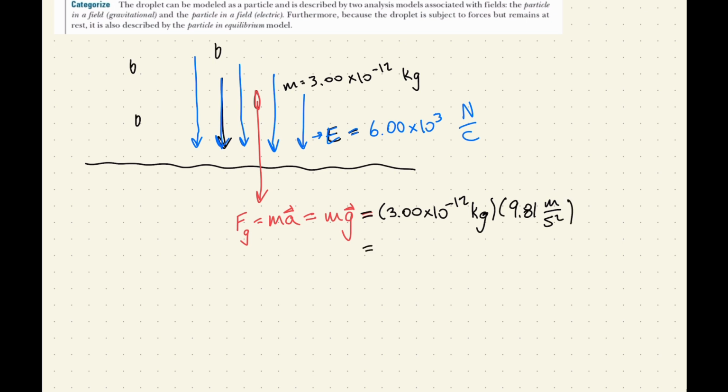So we can calculate that right away. I feel like it'll be useful. Let's just throw it out there. So we got 3 times 10 to the negative 12. Multiply that by 9.81. Boom. And now we got 2.943 times 10 to the negative 11. Again, we have kilogram meters per second squared, or this is equal to newtons as well.